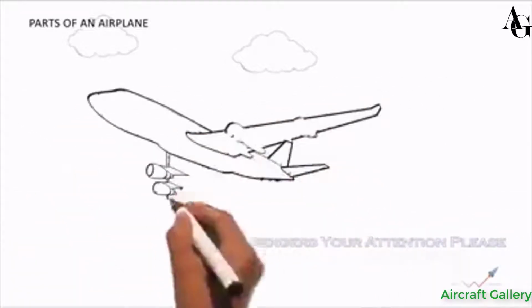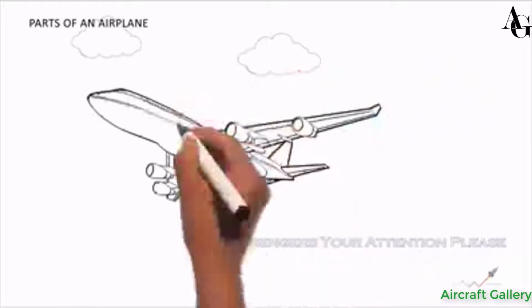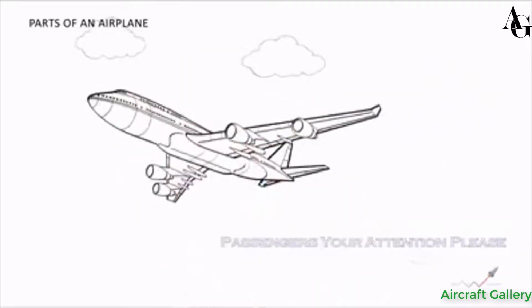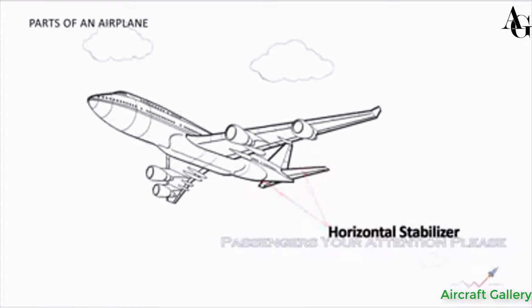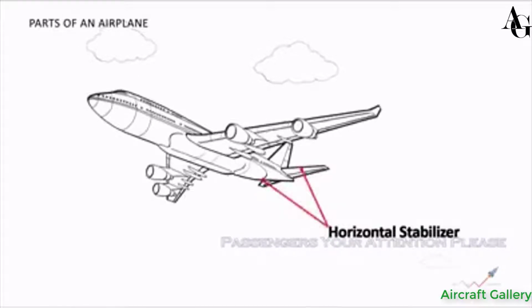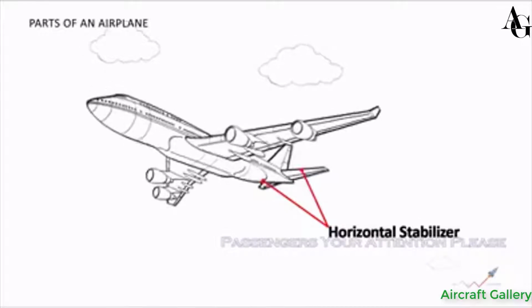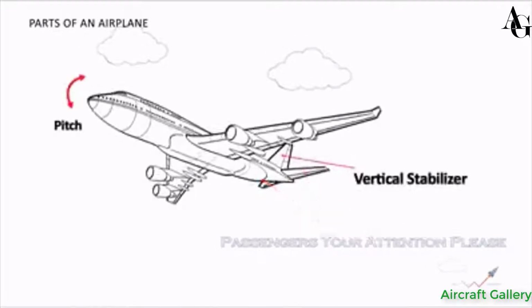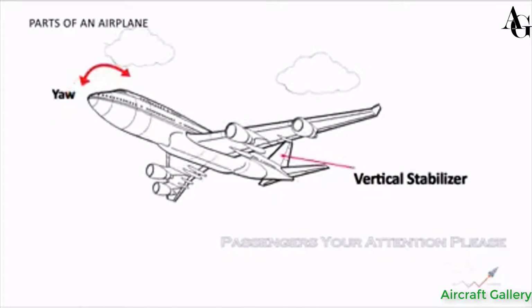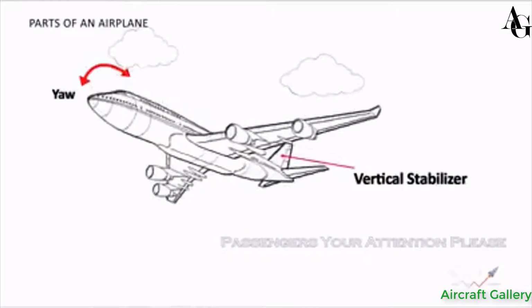Stabilizer. Stability in an airplane is a tendency to return to its initial state after a disturbance from that state. Horizontal stabilizer performs this function when the disturbance force causes the nose of an airplane to move up or down. Such movement is called pitch. Vertical stabilizer provides stability for a disturbance in yaw. Yaw is side-to-side motion of the nose.